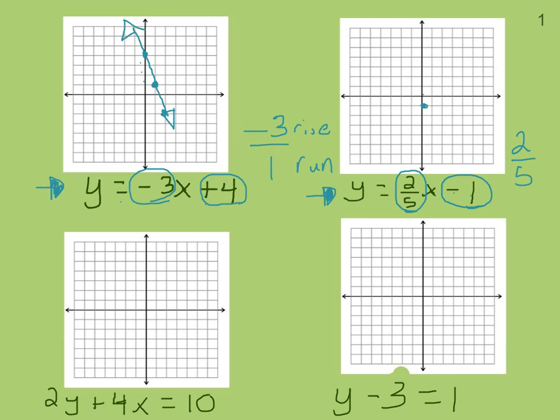So I'll count up 2, and then I'm going to go to the right 5. 1, 2, 3, 4, 5, and put a dot. I can't do it a second time on this because I would run out of graph, so I'm just going to connect these 2 dots, draw my arrows on the ends, and that's it. Let's look at this next one.